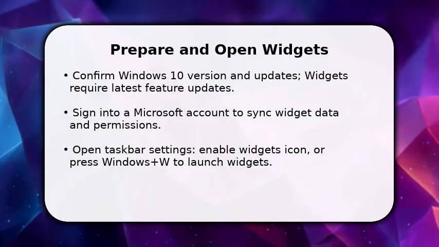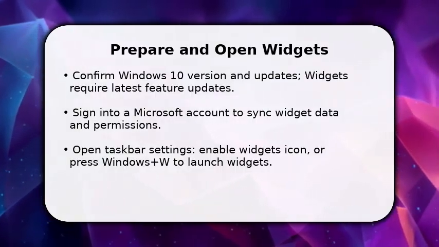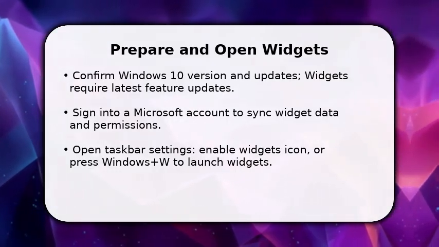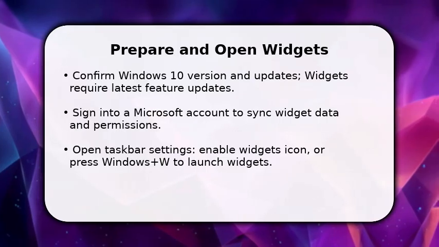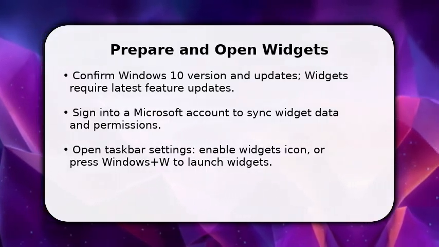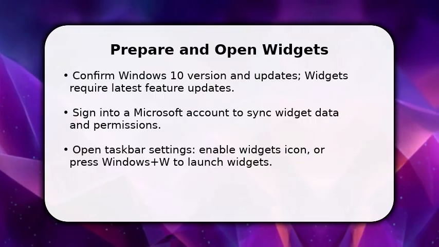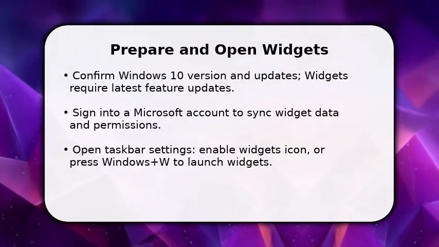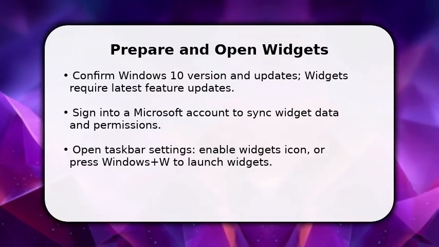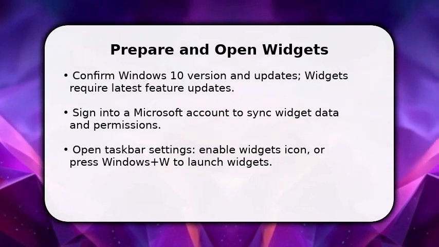You start by making sure your system is ready. Check Windows updates and sign into your Microsoft account because widgets pull personalized data. Once done, open Taskbar settings and enable the widgets icon so it appears. Then press Windows plus W or click the widgets icon to open the board. You do this first to grant the app permissions and to let Microsoft services register available widgets. This initial step prevents missing or disabled widgets later.